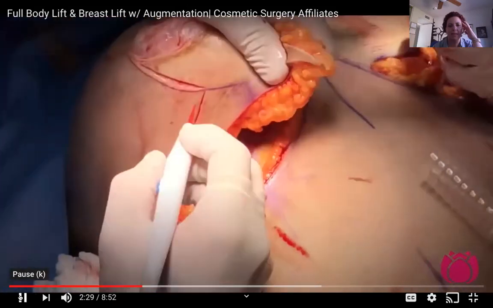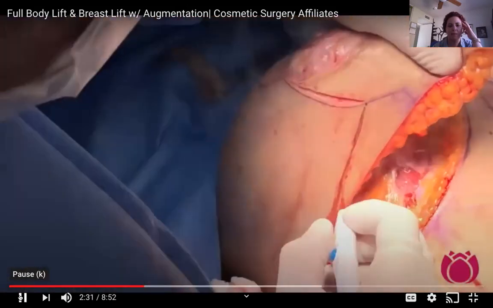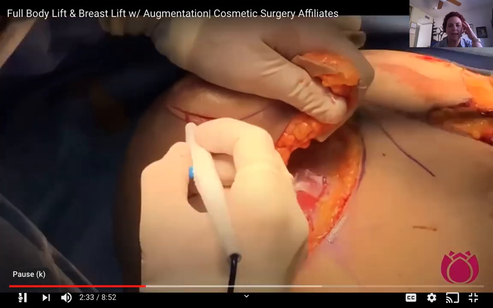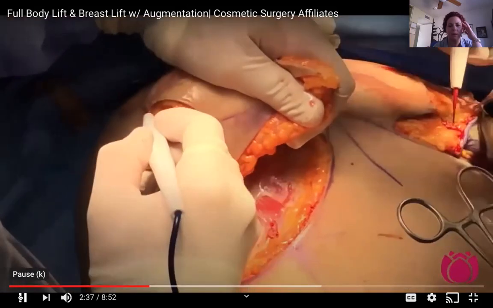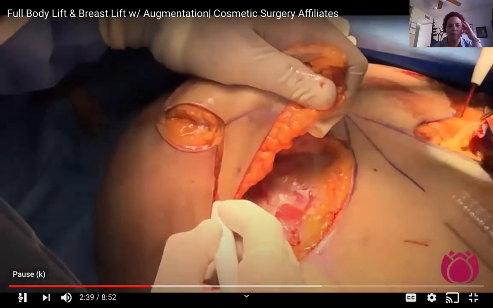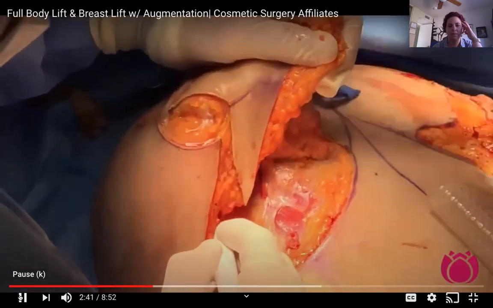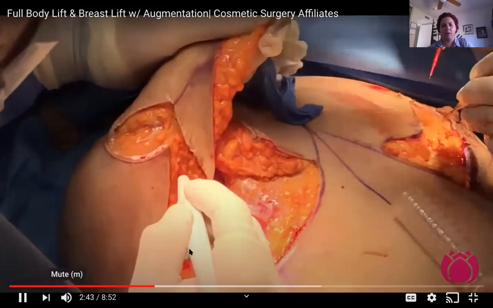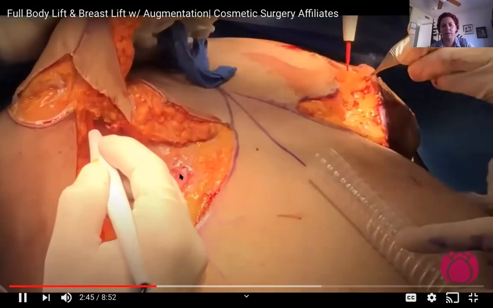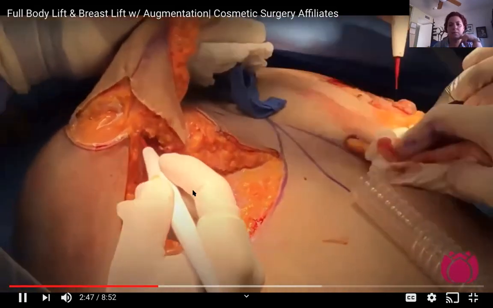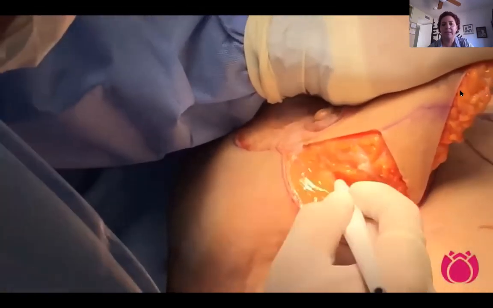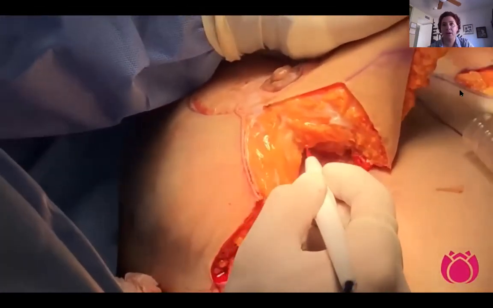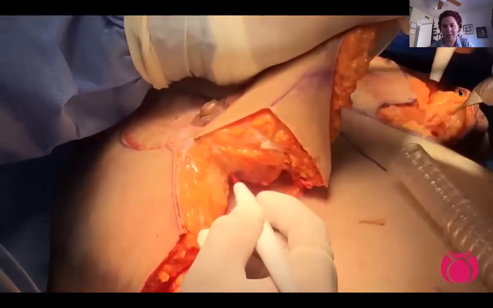So next they've got to make a pocket. They're going to remove that excess tissue that was drawn by the keyhole marker, by the way. And then they have to make a pocket for their implant. So under here, this is pectoralis. Some surgeons put the implant under the adipose and some put it under the pectoralis.